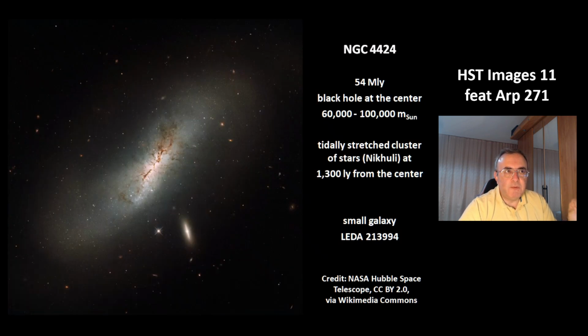NGC 4424 is at a distance of 54 million light years. It has a black hole at the center with a mass of 60,000 to 100,000 solar masses. It has a tidally stretched cluster of stars, which was called Nuculi, at just 1300 light years from the center. And at the bottom, this tiny galaxy is LEDA 213994.